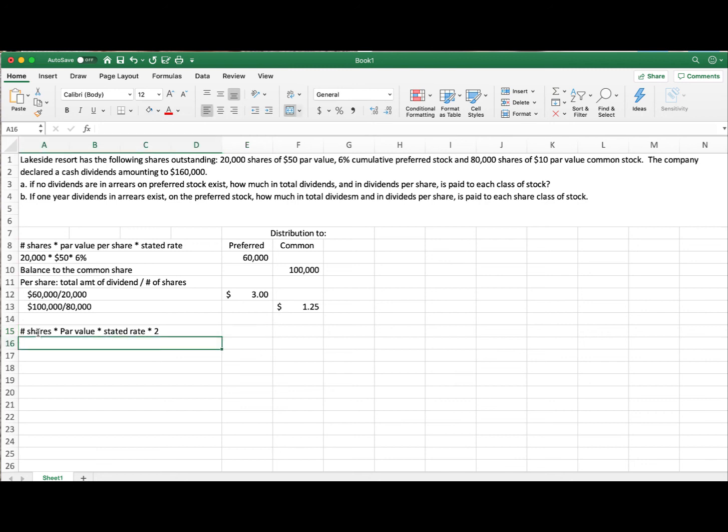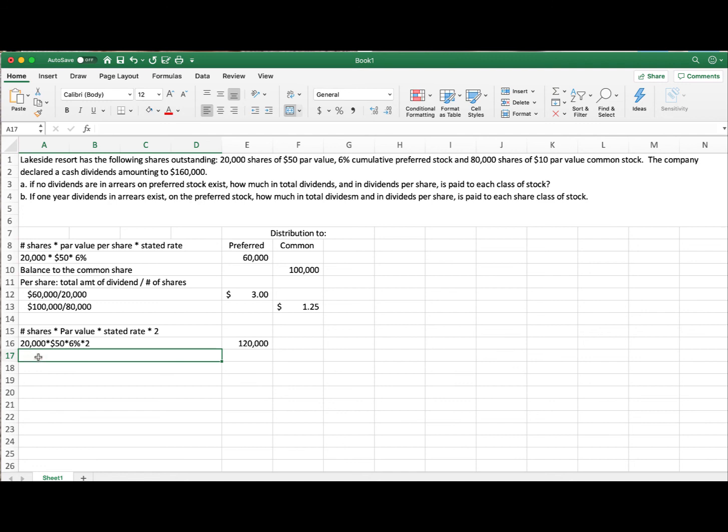So to figure out the preferred shareholders, we're going to take the number of shares outstanding. For the preferred shares, it's 20,000 shares times, you guessed it, $50 par value times the stated rate of 6% times 2, because we have 2 years of dividends we have to pay these people. So go ahead and run the numbers. 20,000 shares times $50 per share, times 6%, times 2 years. We owe the preferred shareholders $120,000.